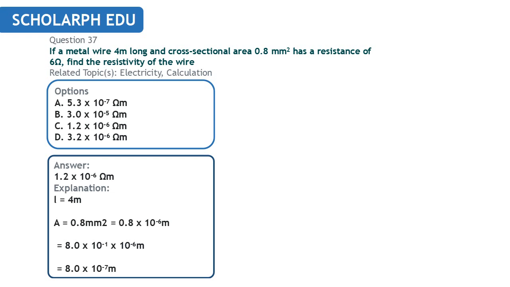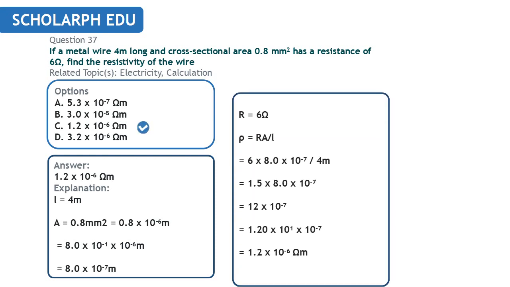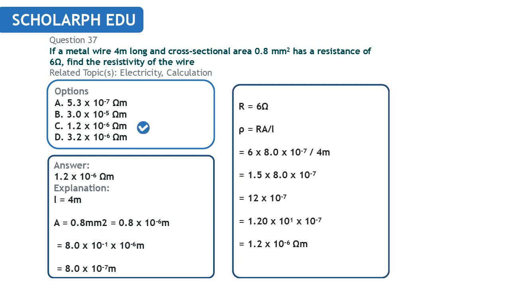So we are going to have minus 1 minus 6, and that is minus 7. So we have this as 8.0 times 10 raised to power minus 7 meter square. Okay, then our resistance from the question is 6 ohm. So we are now looking for the resistivity, denoted by this symbol here, rho.